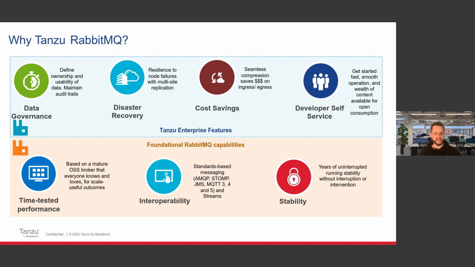We'll go through some of this later, but when you're deploying on Tanzu or on Kubernetes, there's additional orchestration and automation that allows developers to set up their own RabbitMQ with guardrails.